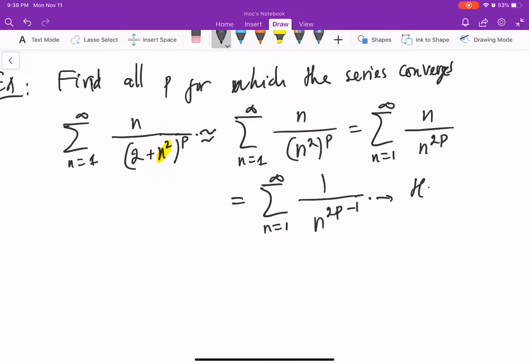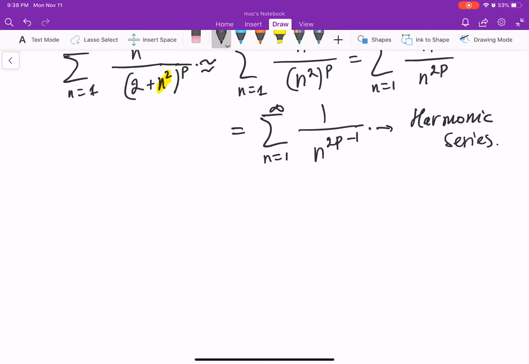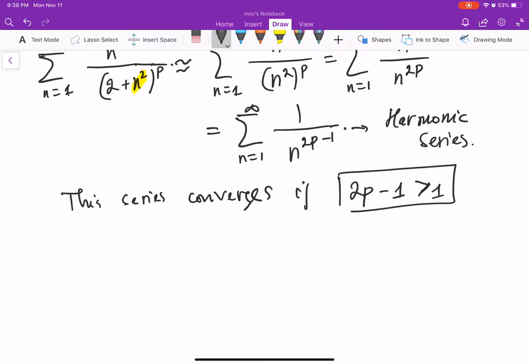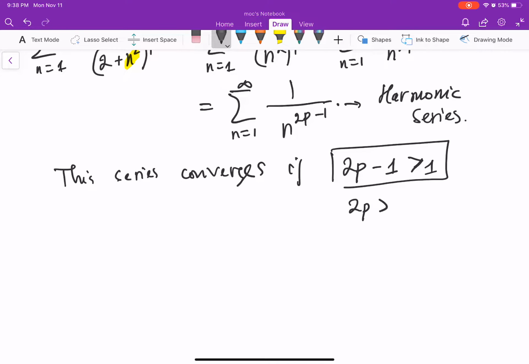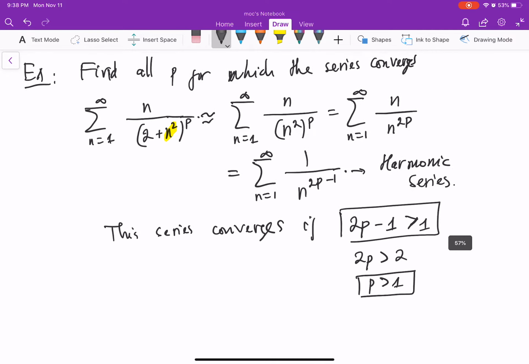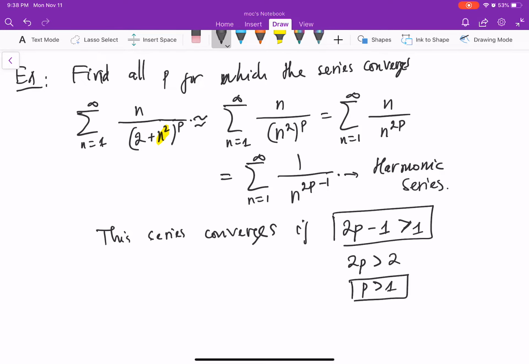And we know this is harmonic. The harmonic series converges if the degree 2p minus 1 is greater than 1. So solving this for p, we get 2p greater than 2, and then p greater than 1. So that is all p for which the series converges. All right, you see, it's very easy. If you understand this philosophy, everything is good.